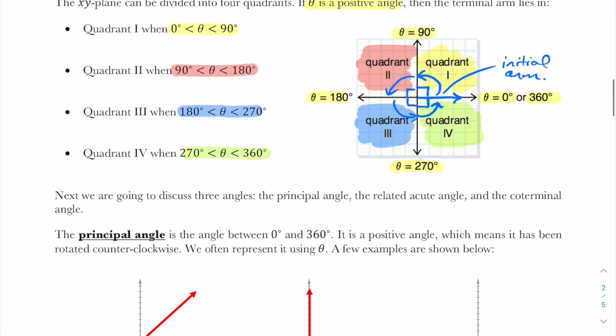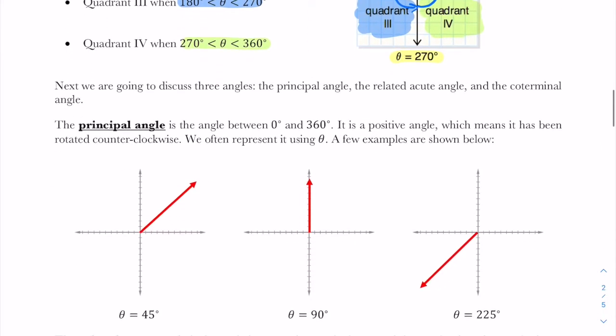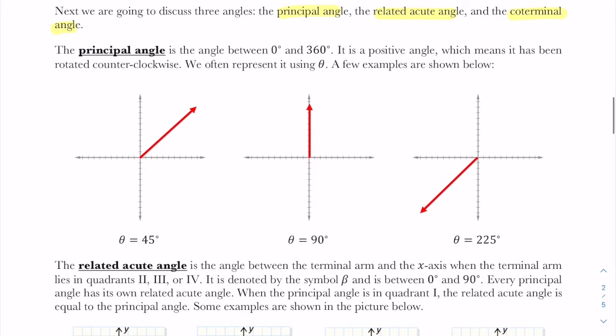So with that being said, I have to define 3 angles for you, and they are the principal angle, the related acute angle, and the coterminal angle. So once again, this lesson is very heavy on terminology. Hang in there, but we need it to finish up the rest of the unit. Let's get started with the principal angle.